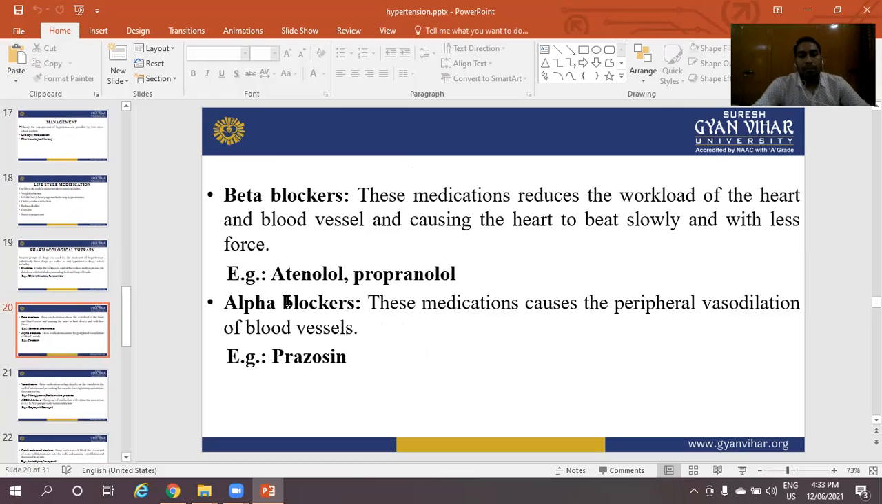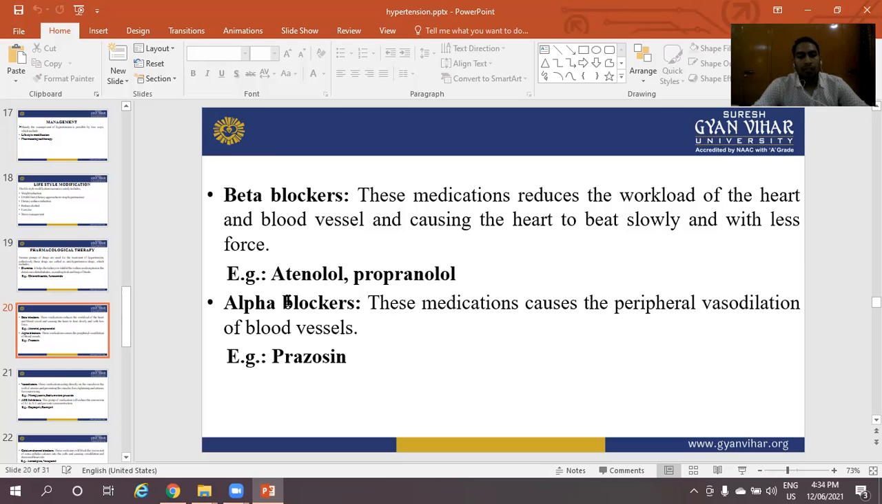Next one, beta blockers. Beta blockers act against the beta receptors. These medications reduce the workload of the heart and blood vessels, causing the heart to beat slowly and with less force. Beta blockers are also known as antihypertensive drugs. Examples: atenolol, propranolol. These are the beta blocker drugs.